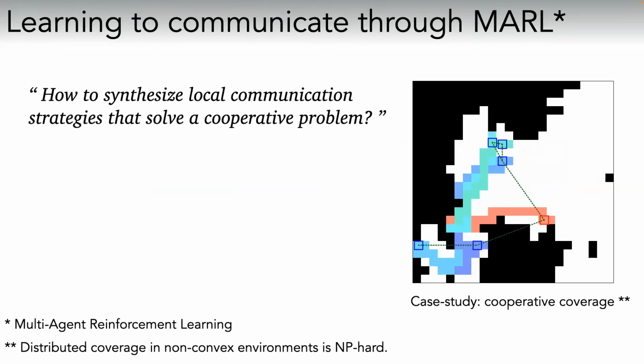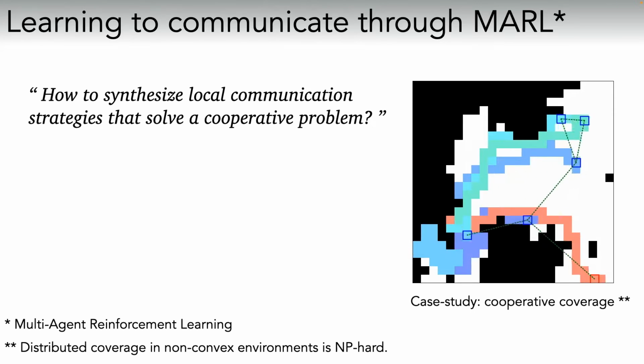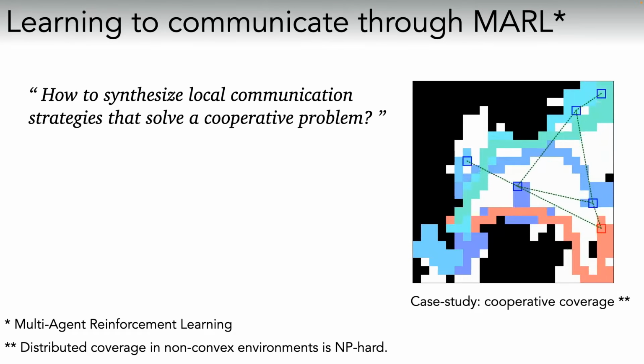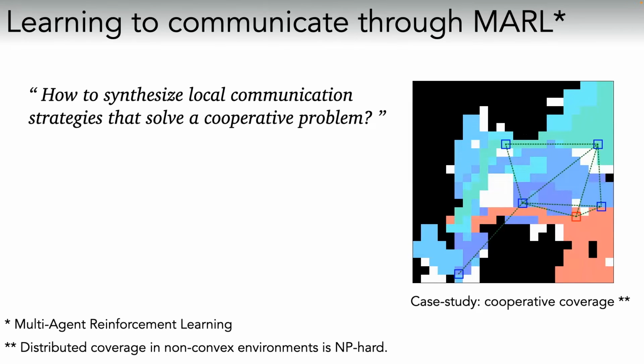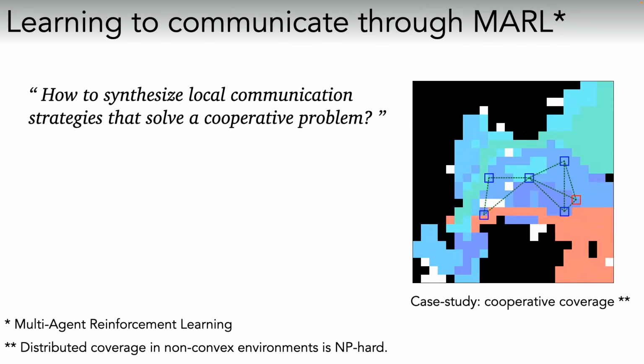Okay, I'm staying on the topic of reinforcement learning, but I'm going to change the task that I'm trying to solve. So what I'm showing you here is a problem of cooperative coverage. Trying to solve this problem in a distributed system where agents have to talk to each other in non-convex environments has also been shown to belong to the class of NP-hard problems. So it's difficult to solve. And hence, it's interesting to think about how we might solve these kinds of problems, again, with data-driven approaches.